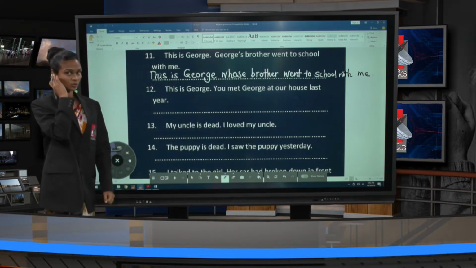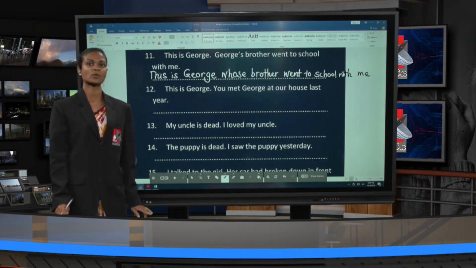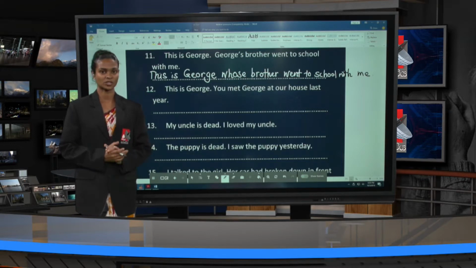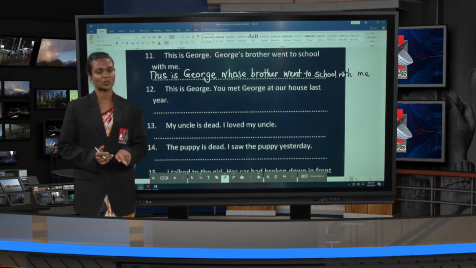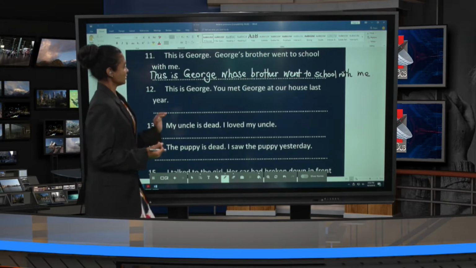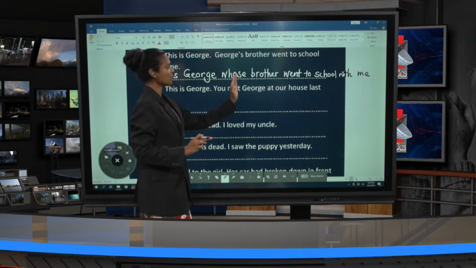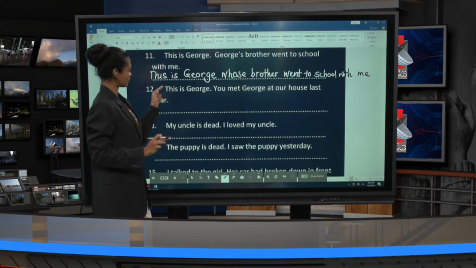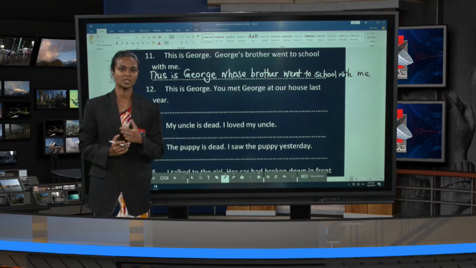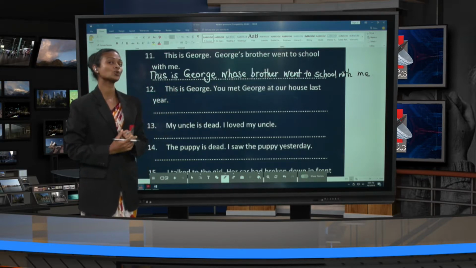Second one. 12th one. This is George. You met George at our house last year. This is George. මෙතන George ඉන්නවා. You met George. ඔයාට George මුණ ගැසුණා at our house last year. In the second sentence, you met George. Subject, verb, object. And this object is referred here. This is George. Then how do we form this? This is George whom you met.